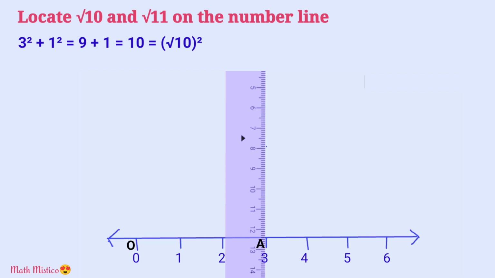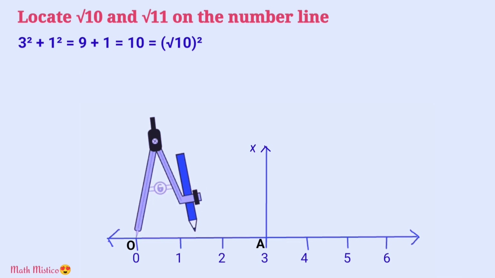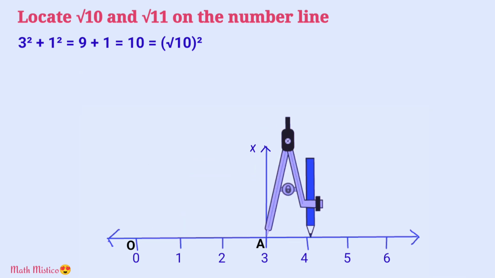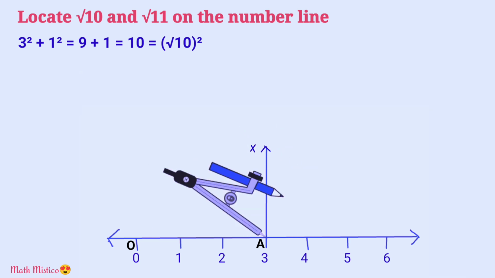Take care that this ray which you draw at point A should be longer than the second side which we are going to use, which is 1 in this case. So now we'll take 1 unit as the radius on the compass. Keeping the tip of the compass at point A, we have to cut an arc of 1 unit on this ray AX, and this gives us the third vertex of our triangle, that is point B.